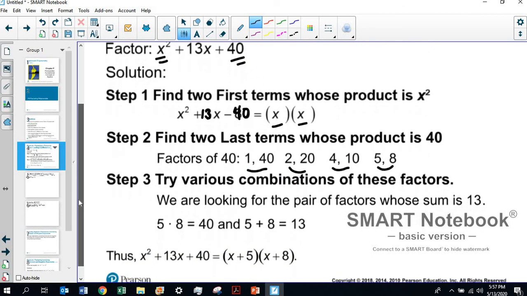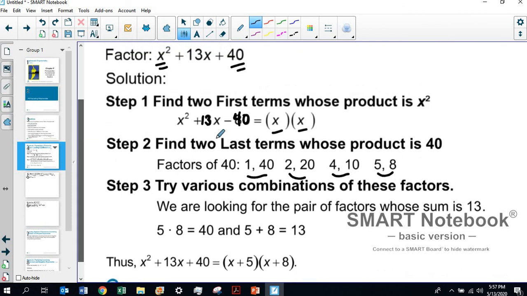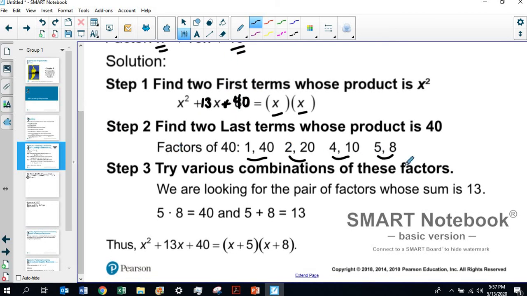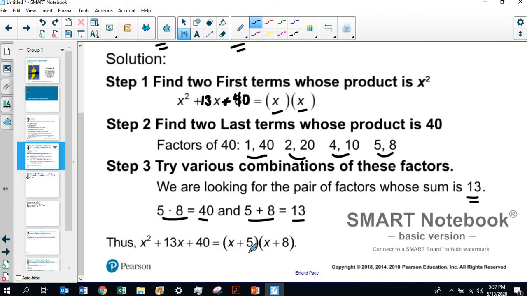Then, because this is a plus 40, we're going to be adding the terms together to get the middle term. So which of these factor pairs give you a 13 in the middle? 5 times 8 is 40, and 5 plus 8 is 13. And so we break this up into x plus 5 and x plus 8. And that's how it factors.